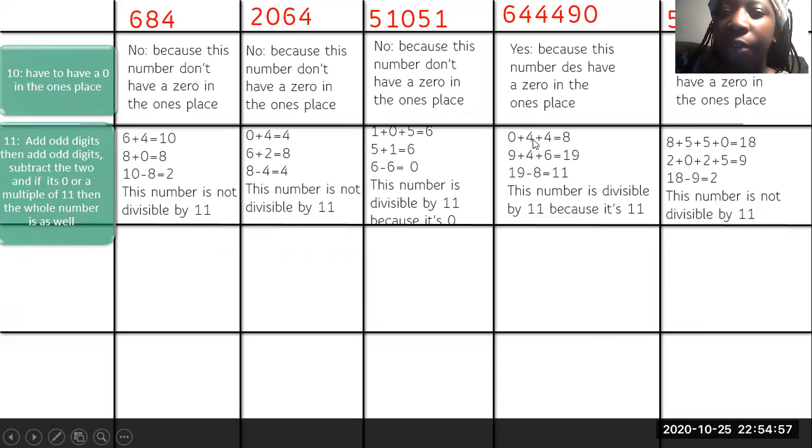Then we have a 4, 4, 0, which is 8. We have a 9, 4, 6, which is 19. And then 19 minus 8 is 11, so it is divisible by 11. And then we have an 8, 5, 5, 0, which is 18. 2, 2, 5, and 0, which is a 9. 18 minus 9, is that a 2? It was 2. And then it was not divisible by 11. And that's the divisibility rule.